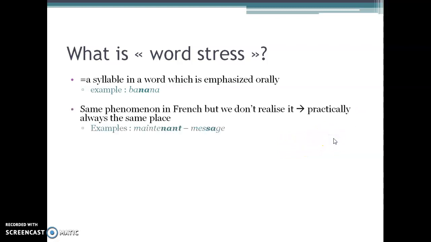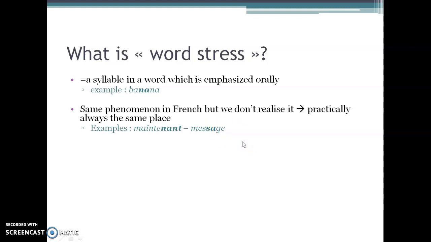Now, we have the same phenomenon in French. The only thing is that we don't realize it because the stress is always put on the same syllable. For example, maintenant, we say maintenant, that's the last one. Message, it's just the one before the E. So it's always the last syllable in French, or the syllable just before the E.